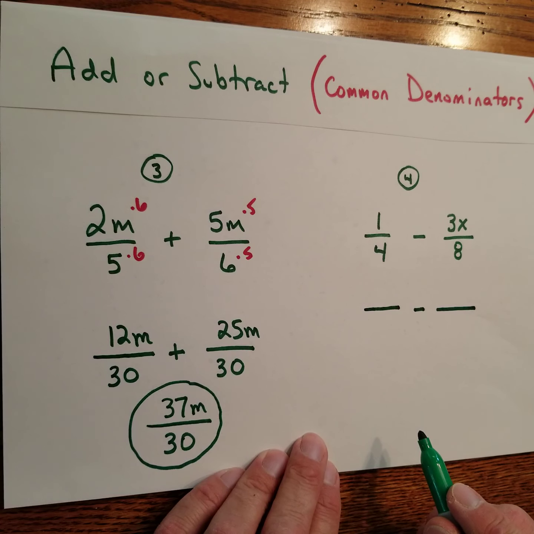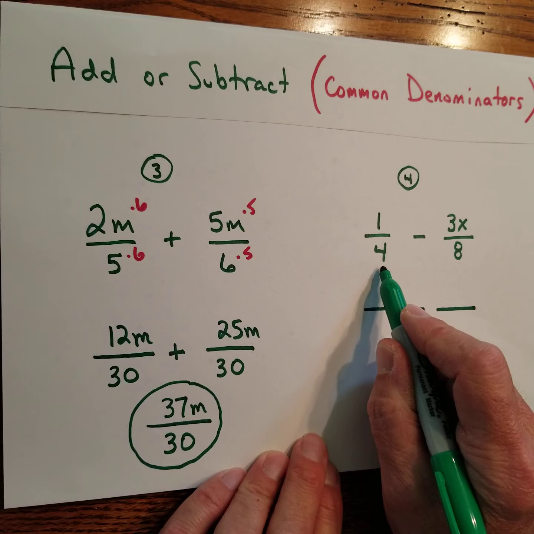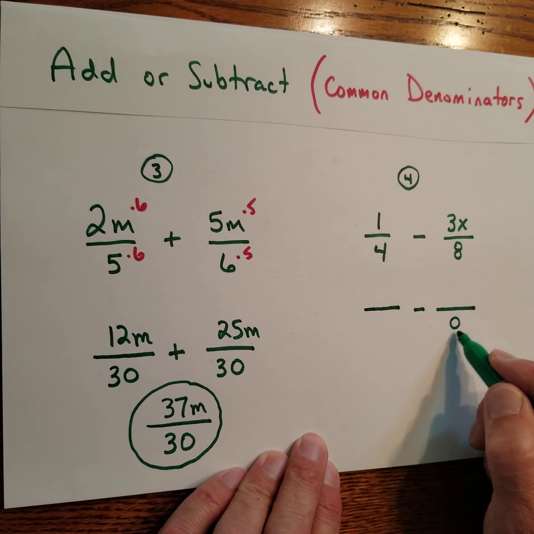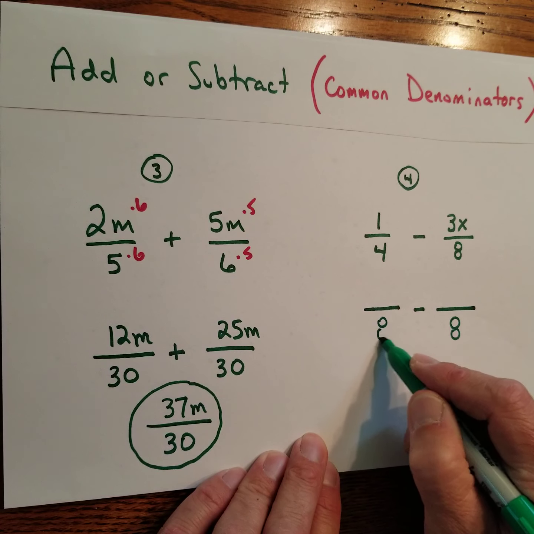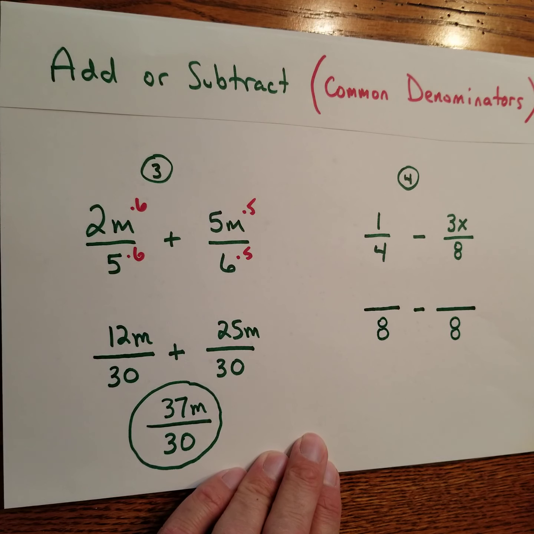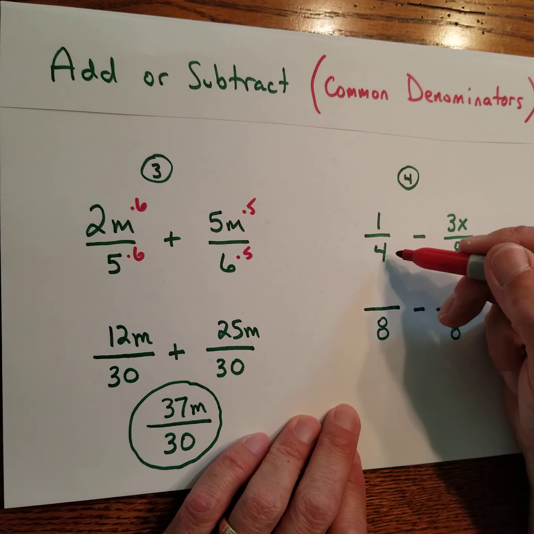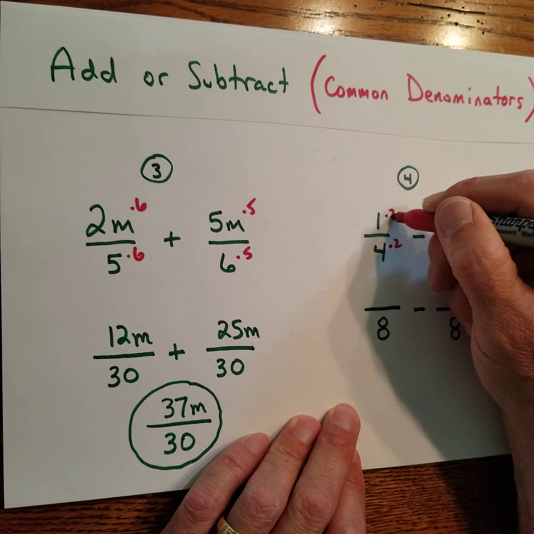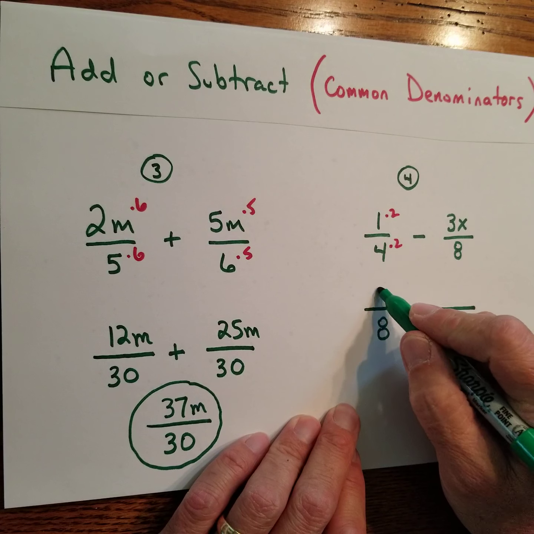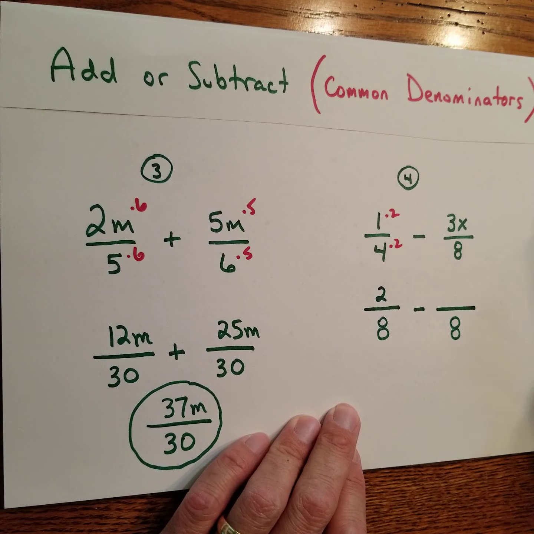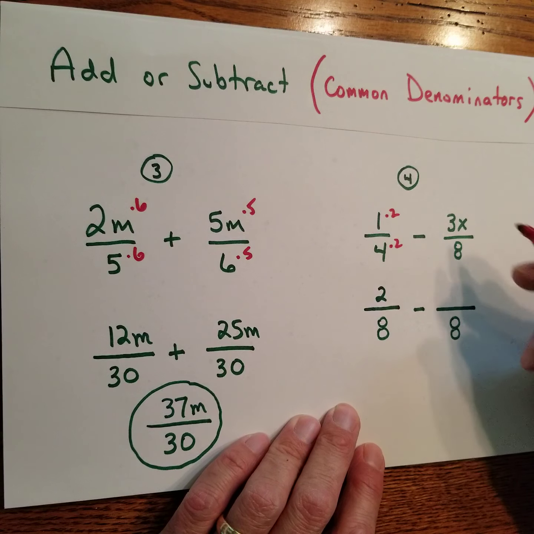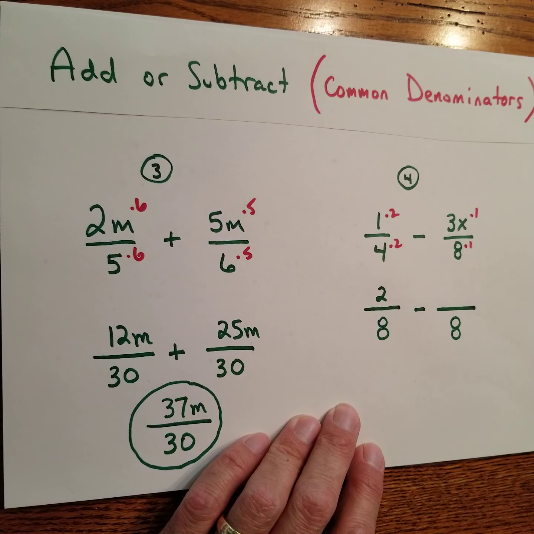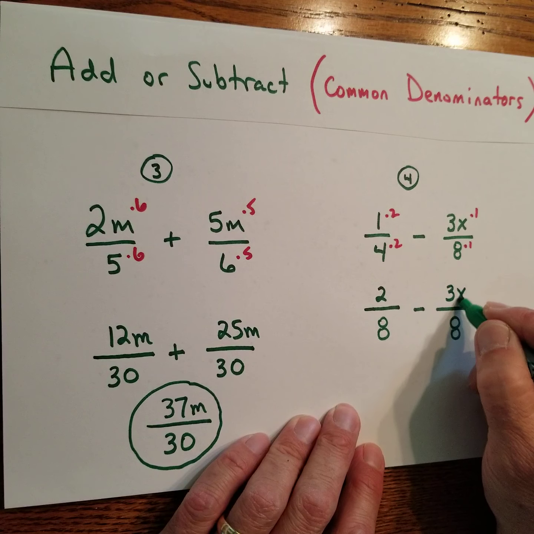Common denominator first. Well, I notice that the small denominator divides evenly into the big denominator, which means the big denominator is a good common denominator. What do you multiply times 4 to get 8? Is 2. What do you multiply times a number to get itself? Is 1. Now 3x times 1 is just 3x.